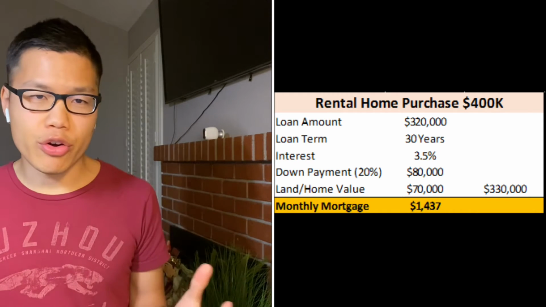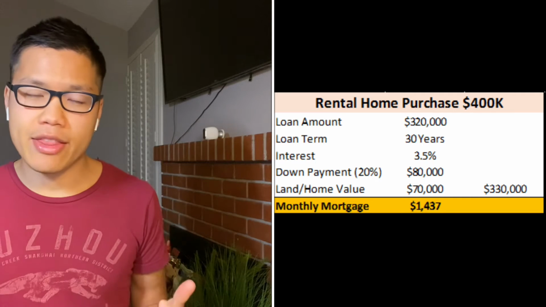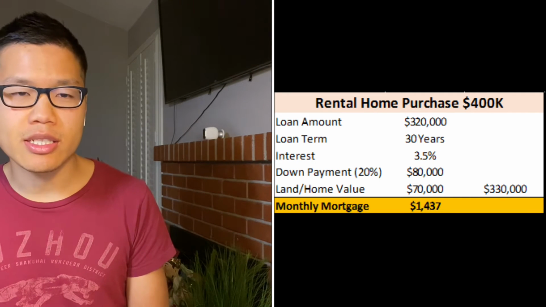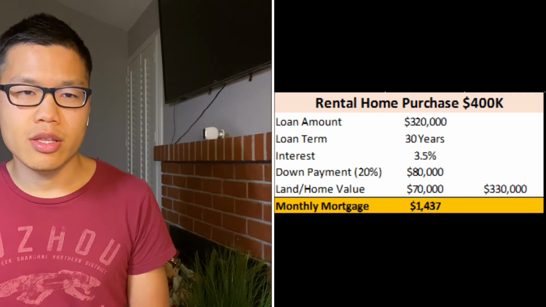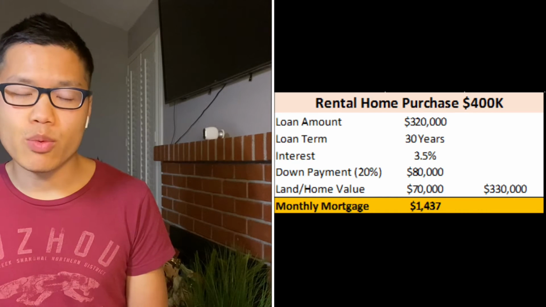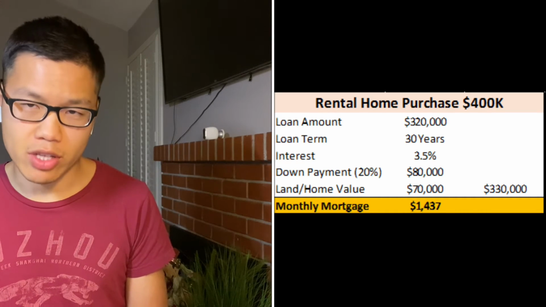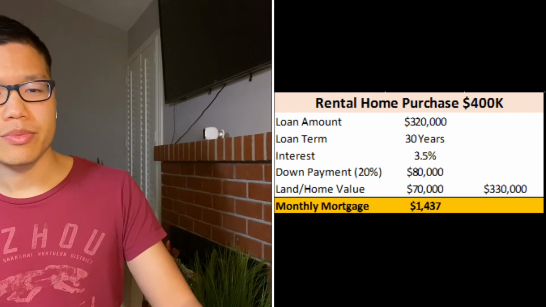Typical loan, 30 years at a 3.5% interest. The monthly mortgage would be $1,437. So let's go over the first section here, which is what's the cash flow needed for the home.